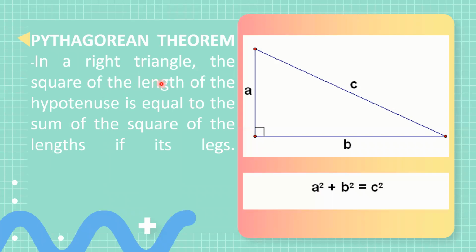So the square of the length of the hypotenuse, since the hypotenuse is C, that would be C squared, is equal to the sum of the squares of the lengths of its legs, meaning the sum of A squared and B squared. So we have A squared plus B squared is equal to C squared. So this is the Pythagorean theorem. Pwede rin naman siyang baliktad. Pwede namang C squared is equal to A squared plus B squared. So again, that is the Pythagorean theorem.